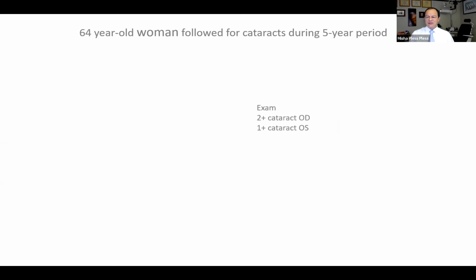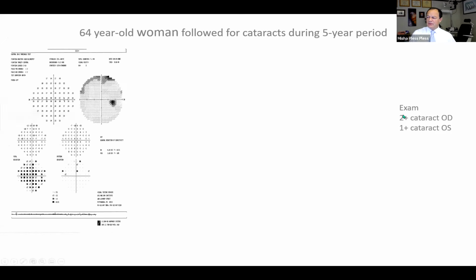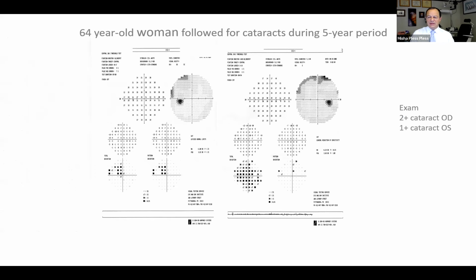The next case is a woman who is followed over a 5-year period for cataracts. And sure enough, the examination shows 2+ cataracts in the right eye, 1+ cataract in the left eye. And you see here the visual field testing. Now, this is probably one of the more important vignettes that I want to show the residents, where in the right eye, there is a central visual field defect, and in the left eye, there is a temporal visual field defect. Take a look at this.